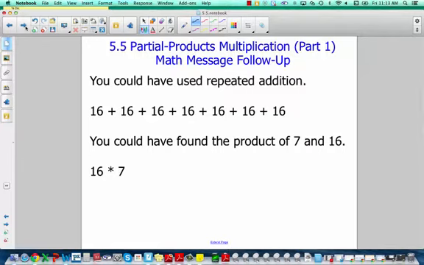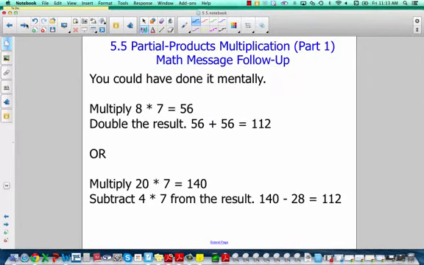All right, you're back from Miss Becker. So let's take a look. You possibly used repeated addition. You might have said 16 plus 16, and you might have done that 7 times. You could have also found that and did multiplication, 16 times 7, if you know a strategy for using that. Did you maybe find out what 8 times 7 was, and then double the results because 8 plus 8 is 16? Or did you multiply 20 times 7 and get 140, and then subtract 4 times 7, because 20 minus 4 is 16. You could have used all of these strategies.